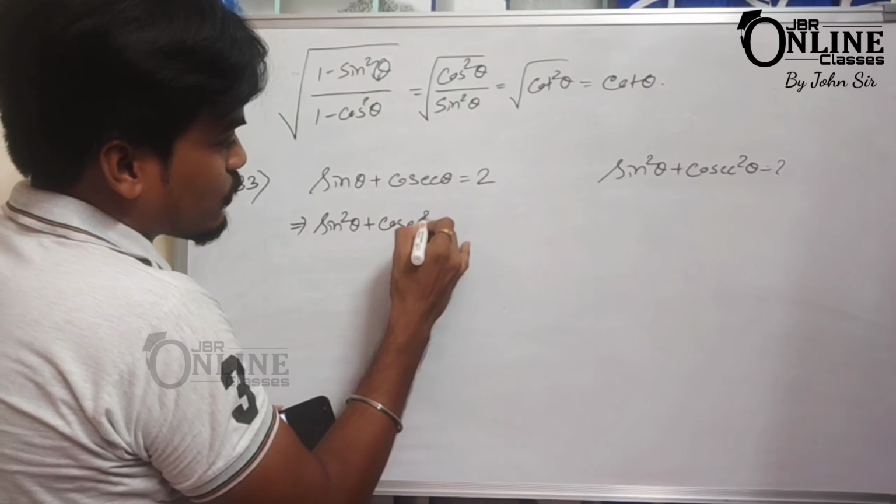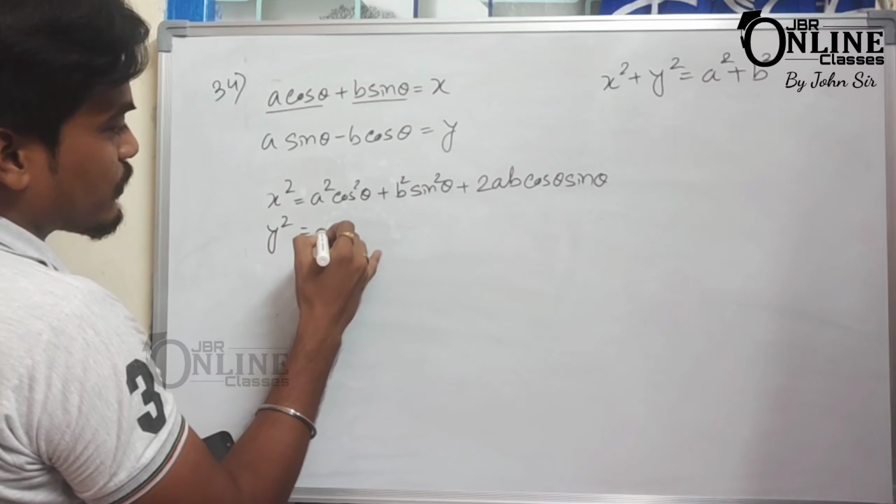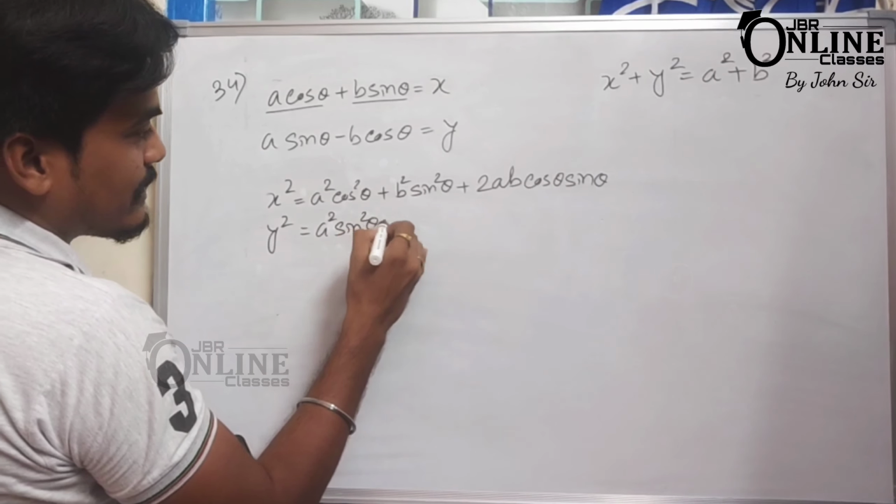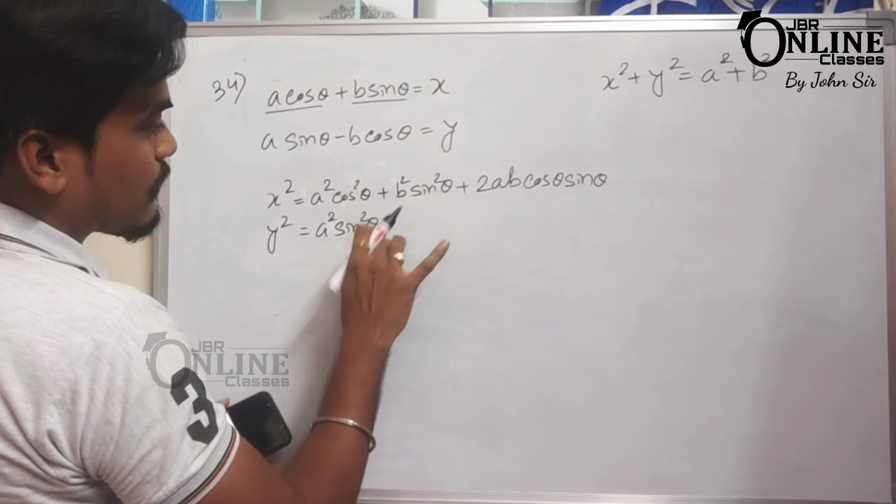So here x square equals a square cos square theta, then plus b square sin square theta, and then 2ab, that means 2 into ab into cos theta sin theta. Okay, if a cos theta is a and b sin theta is b, that is the a plus b whole square formula. Same thing for y square: it's a square sin square theta, then plus b square cos square theta, and here it will be minus, as it is the a minus b whole square formula, and that is 2ab sin theta cos theta.